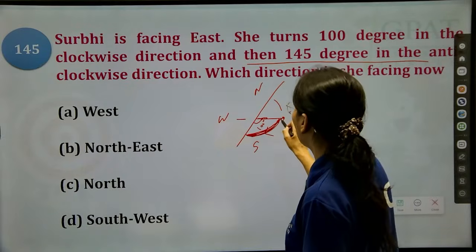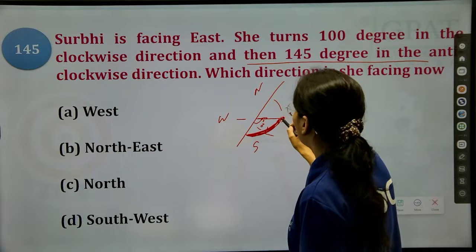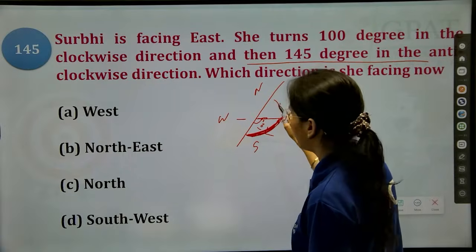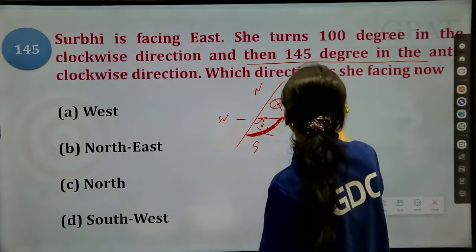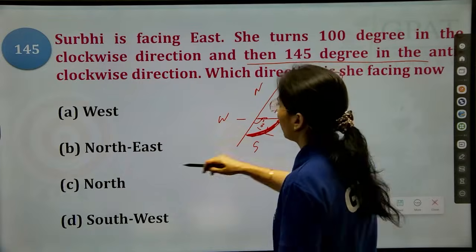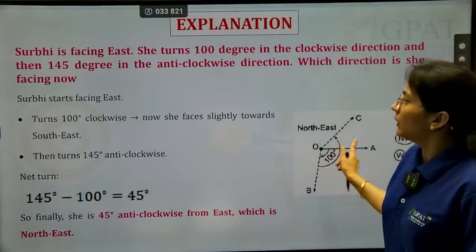If you see, there is 100 degrees from there and 145 is there. So which direction? That is northeast. Northeast is the correct answer. That is option B.